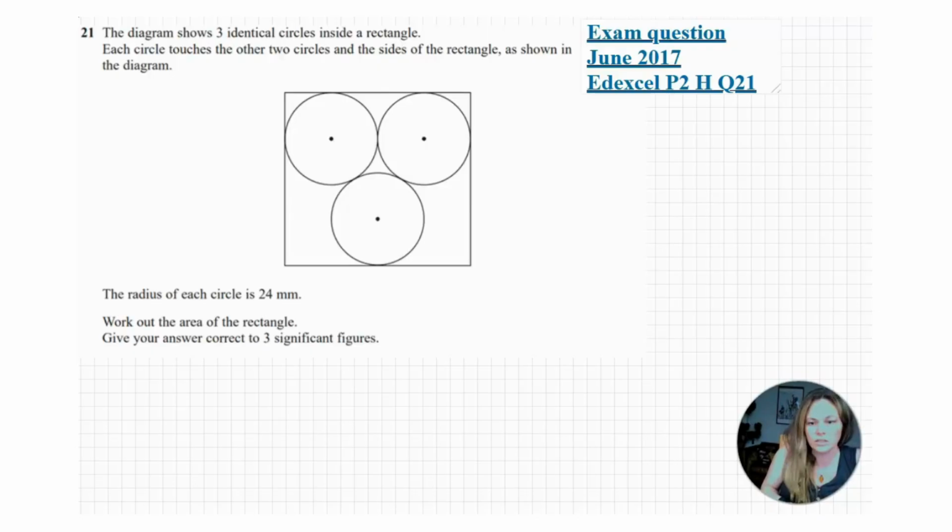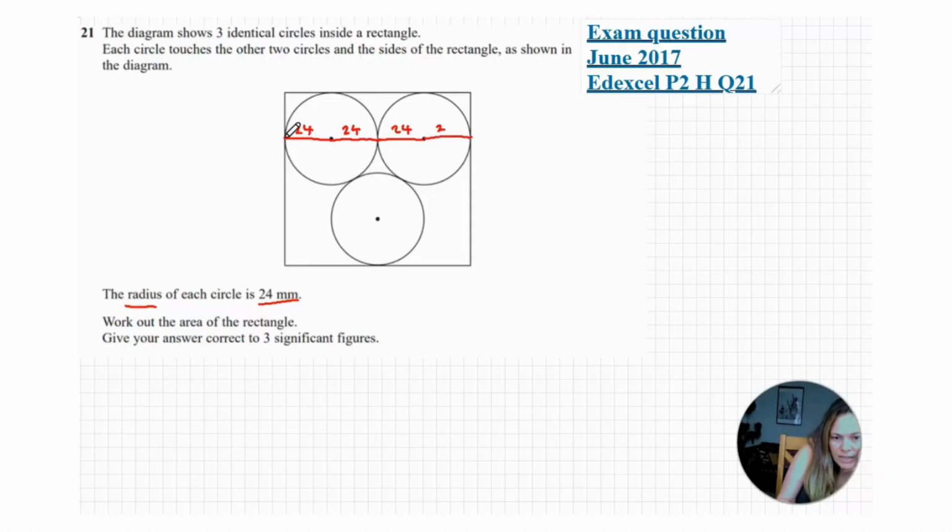So I looked at this question, I thought, oh, how are you going to work this out? But it's not as bad as you think. Right, so let's have a look. These circles all have the same diameter or radius, whatever you want. And actually, let's talk in radiuses because we're given the radius value. So if that's 24 mils, that's 24 mils as well. That's also 24 mils. That's also 24 mils.